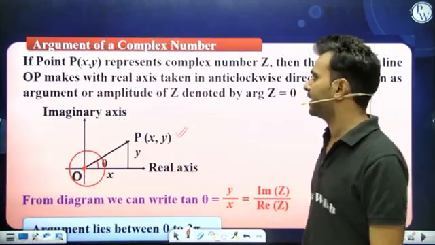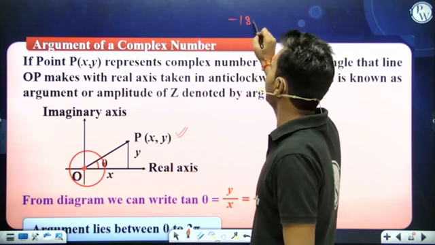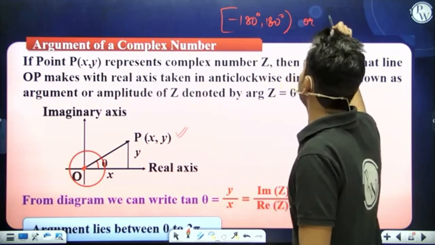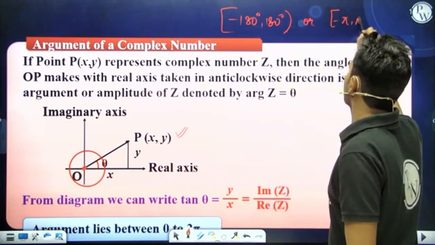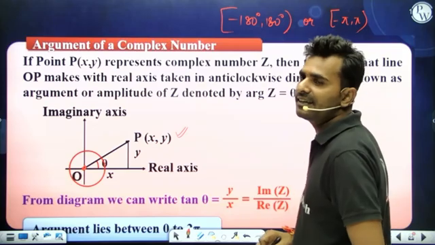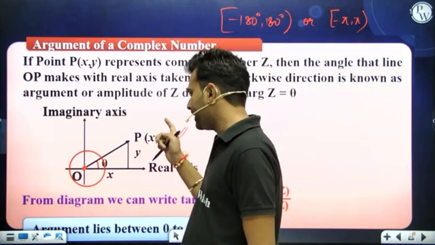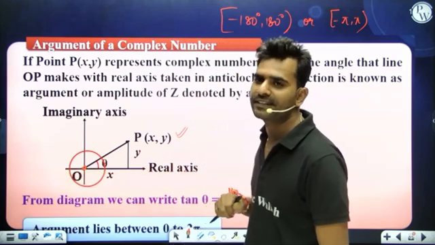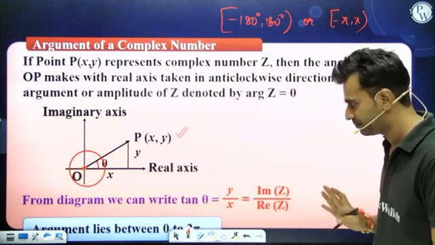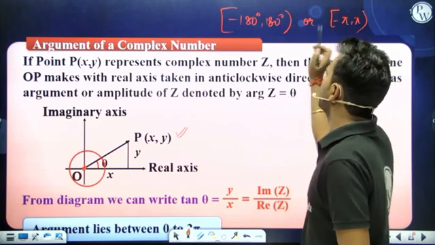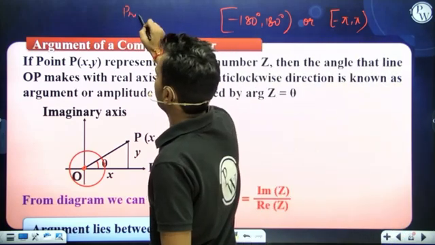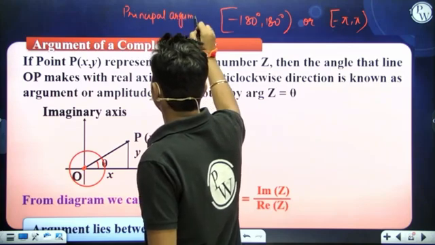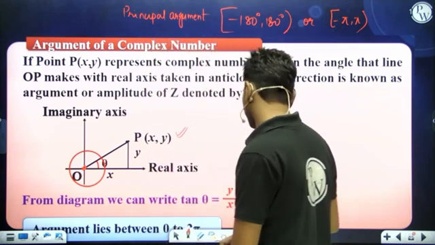If that angle is taken from minus 180 degree to 180 degree, or we can say minus pi to pi, if we are taking the angle formed by the line joining the complex number and the origin with the positive direction of x-axis, that is nothing but the argument. The principal argument goes from minus pi to pi.